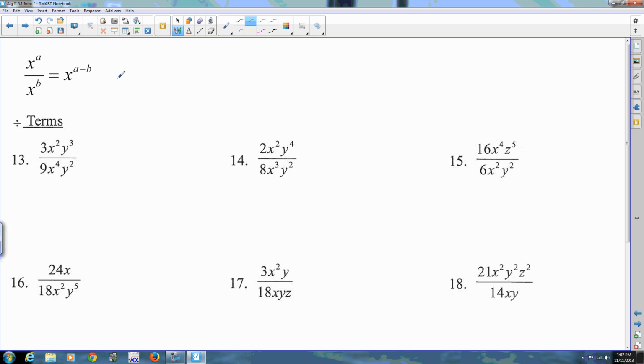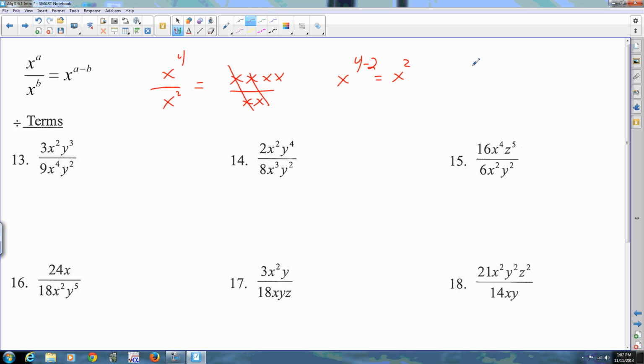When you're dividing, you subtract exponents. So let me give you another example that's concrete like this. So that would be x times x times x times x over x times x. These would cancel out, and you're left with x squared. So that's x to the 4 minus 2 is x squared.